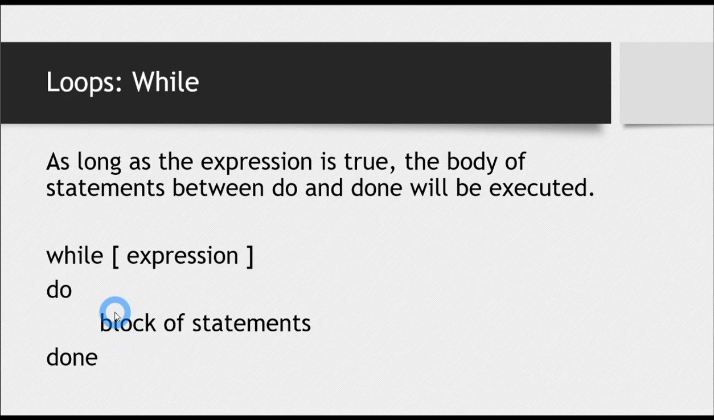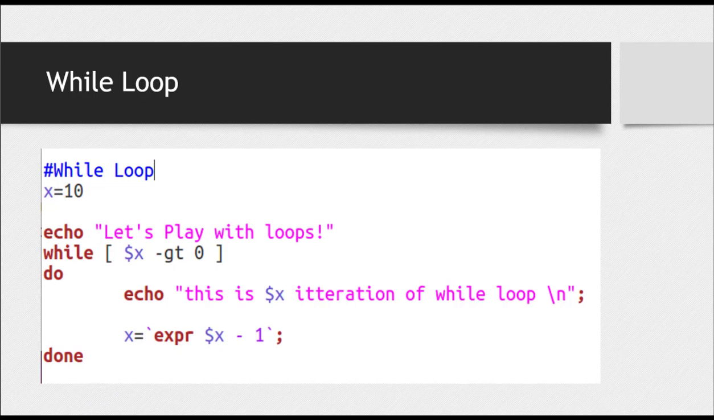Now, the concept which you must already be familiar with of while loop is as long as this expression is true, this loop will execute. It will keep on executing as long as this expression is true. When this expression becomes false, the loop will break and control will go to the next line after the loop. That means the next line after done. Let's quickly see an example and you will understand it better.